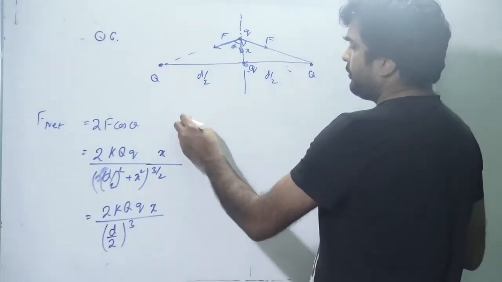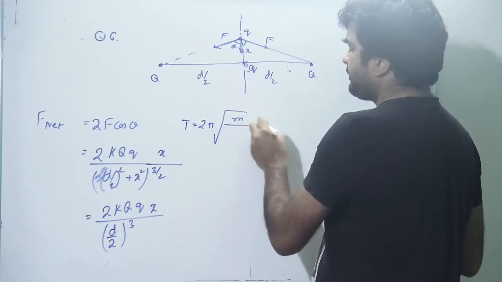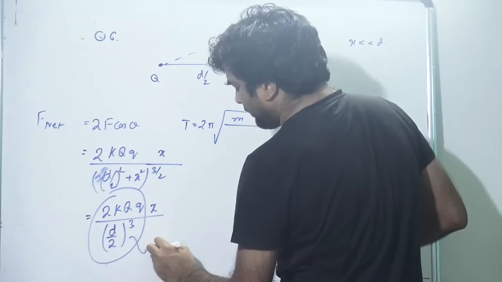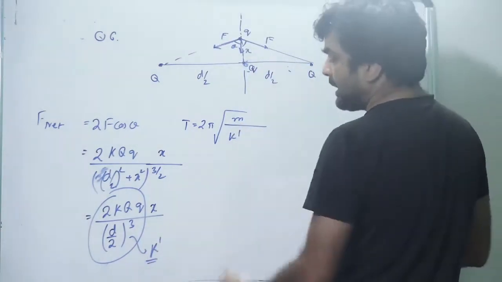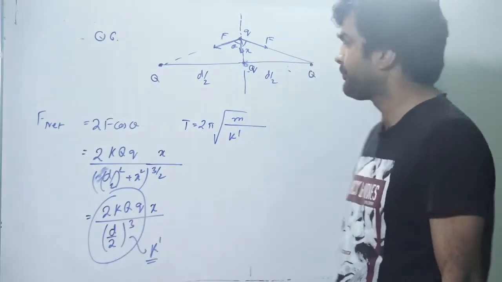Thus force for small displacement x is directly proportional to x, which resembles simple harmonic motion with the time period of 2 pi under root m by k dash. This whole term will act as effective force constant k dash, where k dash is equal to 2kQq upon d by 2 whole cube. Okay.